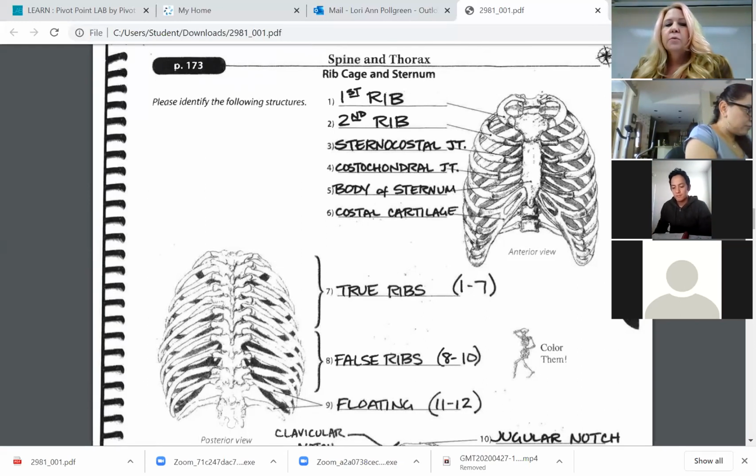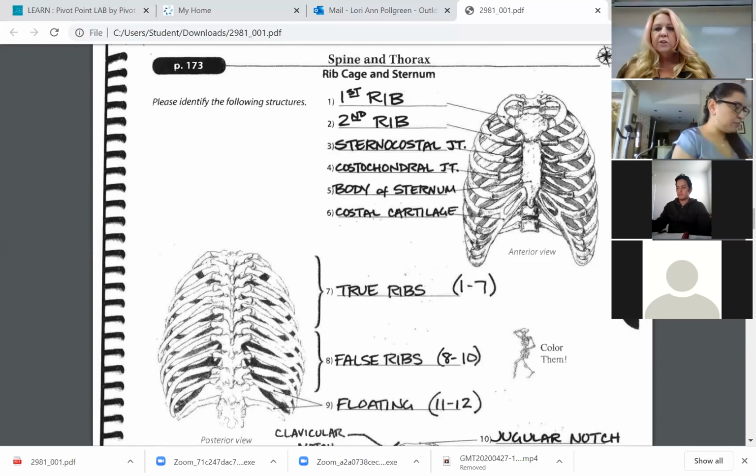The next one is where the costals come with the chondral, which we know is a word for cartilage. Same thing, naming the joint after the 2 parts of the anatomy that come together, so it's the costochondral joint. Costal, rib; chondral, cartilage, where they come together. We're looking at the body of the sternum for number 5. And number 6 is that costal cartilage, where it becomes cartilage as it wraps around and attaches to the sternum.